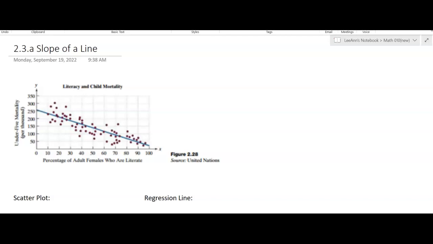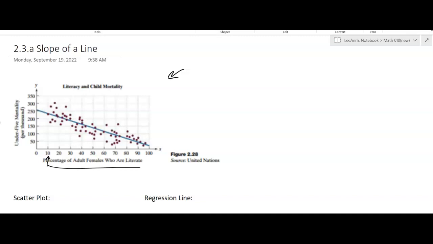So we've been talking about functions in 2.1 and 2.2 and talking in general about some of the aspects of different functions. But in 2.3, we're going to talk specifically about linear functions. Okay, and so we have a graph here that is comparing the percentage of adult females who are literate. So this is probably for a nation, or a country. And there's a certain percentage of females that are literate, meaning they can read and write.